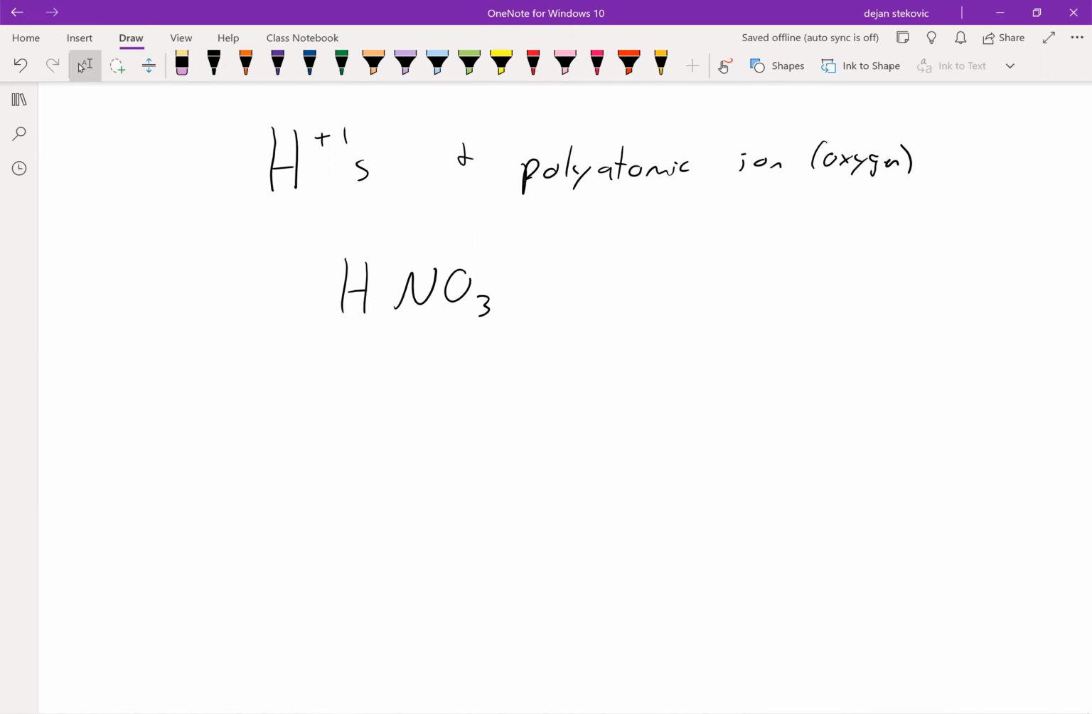And the reason that there's one H is because if we think about nitrate, the polyatomic ion, it has a charge of -1. Hydrogen, of course, has a charge of +1. So to balance it out, it's HNO3.